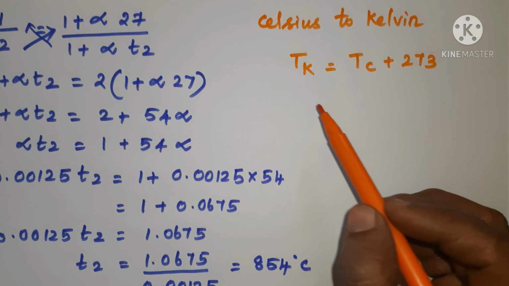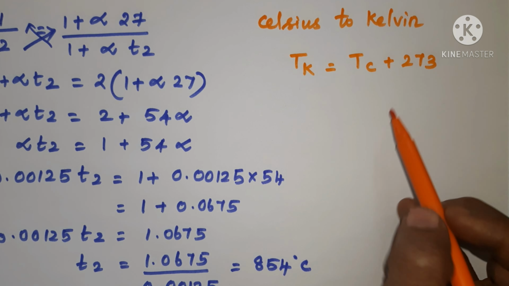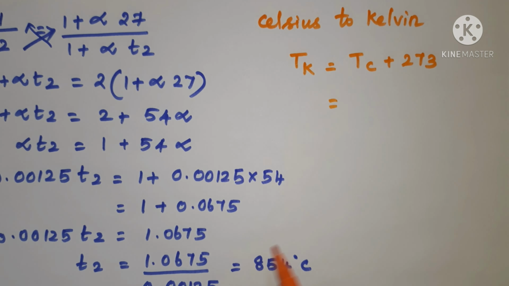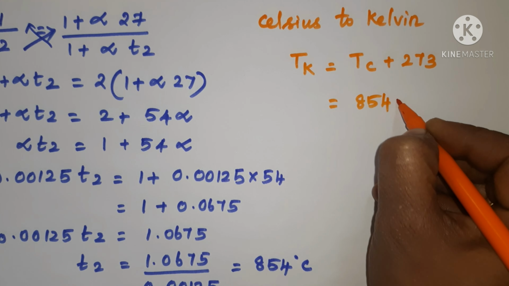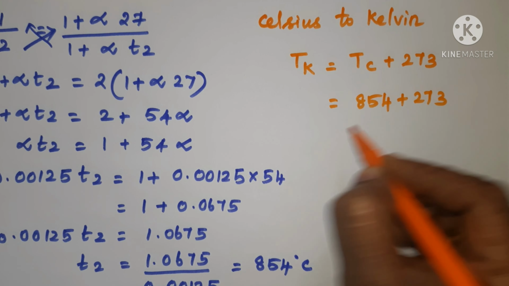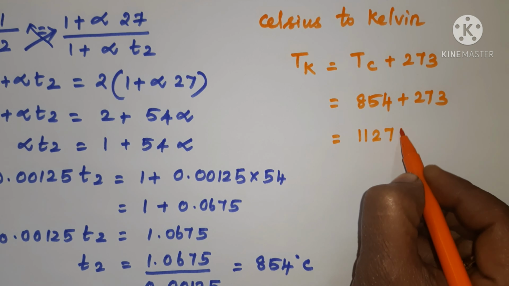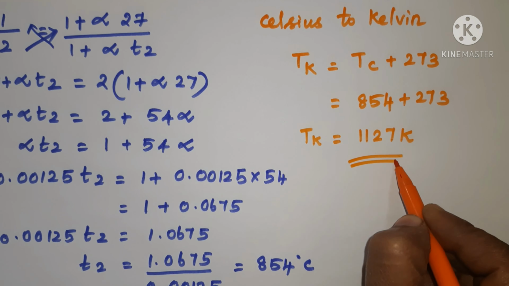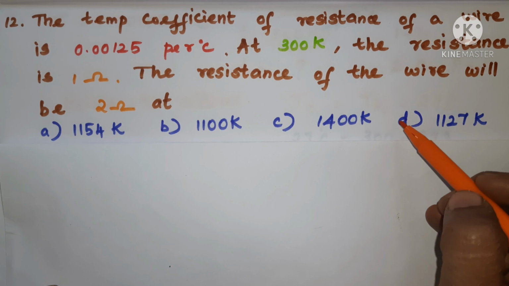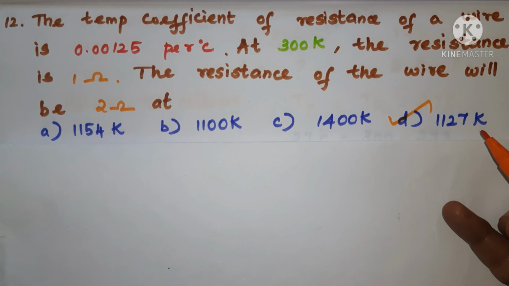Celsius to Kelvin, we have the formula Tk is equal to Tc plus 273. Here, this T2's value is 854 degrees Celsius. So we can write 854 plus 273, which will be equal to 1127 Kelvin. We have option D to be the correct one, 1127 Kelvin.